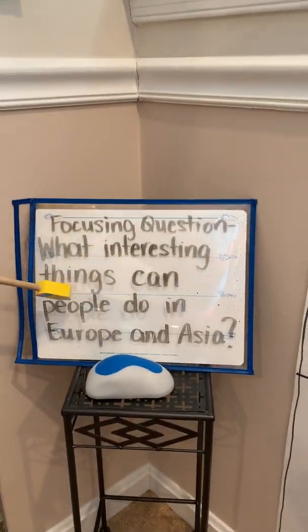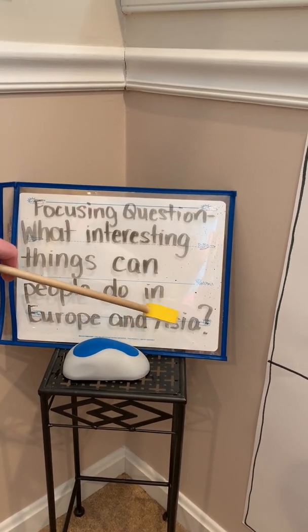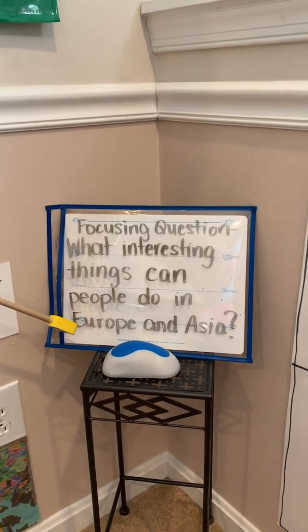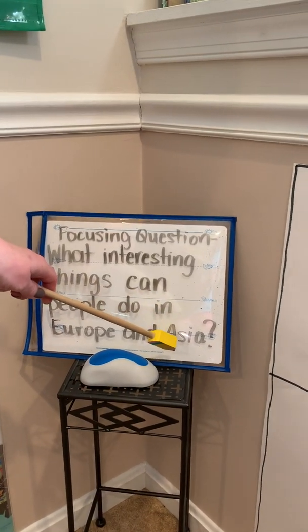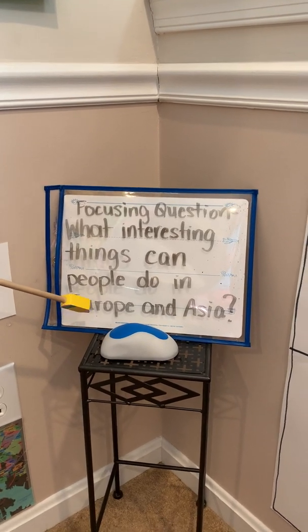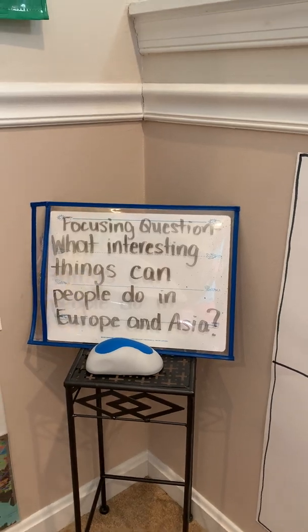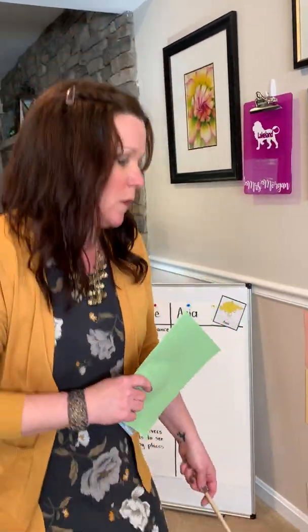Our focusing question for today is, what interesting things can people do in Europe and Asia? We talked about Europe on our first day. We talked about Asia yesterday. Today we're going to go back to Europe again so we can begin thinking about comparing the two, the interesting things that you can do in each continent. We have gone over the definition of a continent. It's a large mass of land in our world.